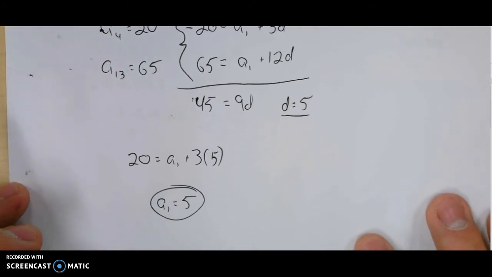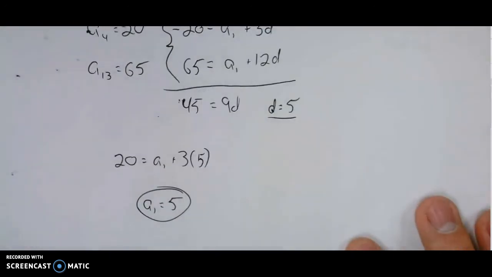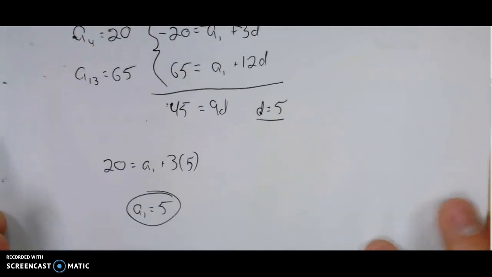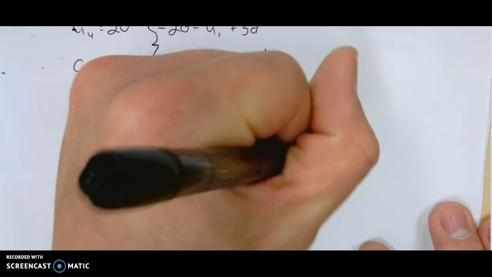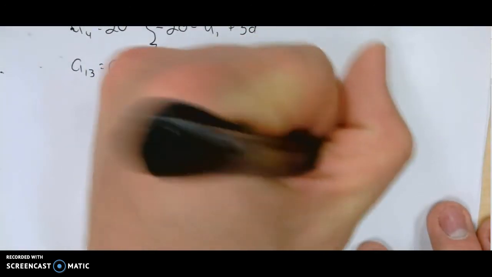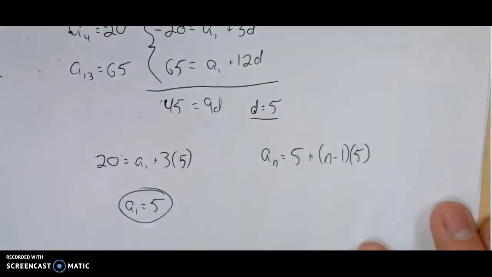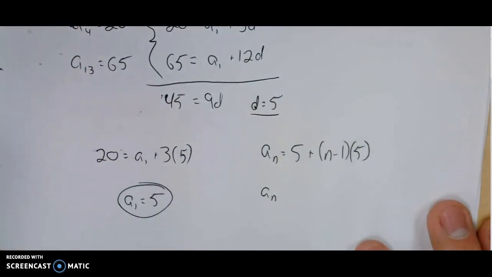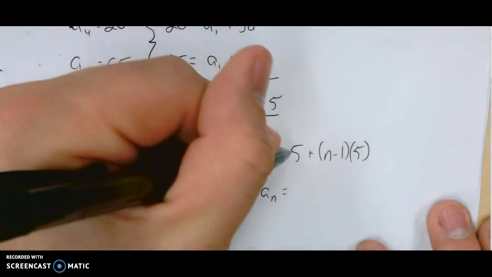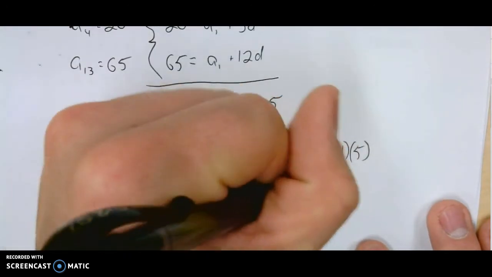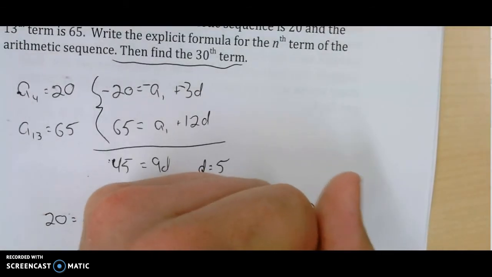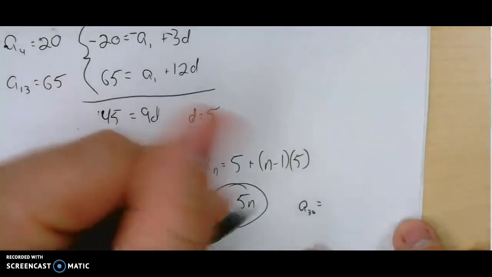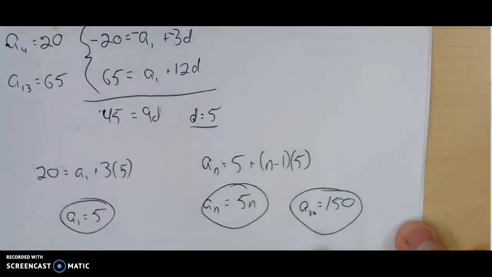So from here, we can get the explicit formula. We know D, we know A1. Those are the two components, the two ingredients we need to have. So the explicit formula states, to find the nth term, I need my first term, 5, plus n minus 1 times my difference, also 5. We'll distribute in, and we will have a sub n equals, let's see, 5 plus 5n minus 1. So this is actually going to work out to just be 5n. And then if I wanted the 30th term, a sub 30 would equal 5 times 30, or 150.